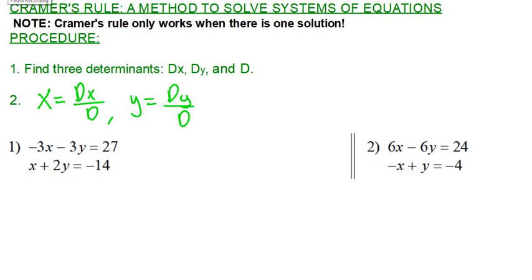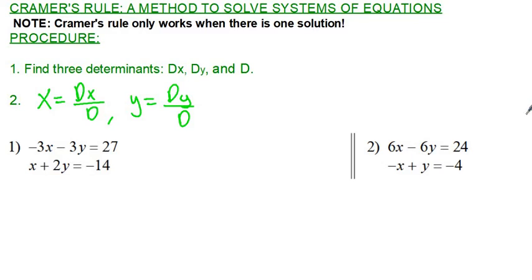In this video we're going to learn about something called Cramer's rule. Throughout this unit we've learned several different methods to solve systems of equations. We've learned how to solve them by graphing, by substitution, and by elimination. This is actually method number 4, a fourth different way that you can use to solve systems of equations.